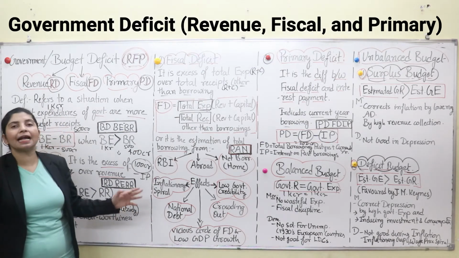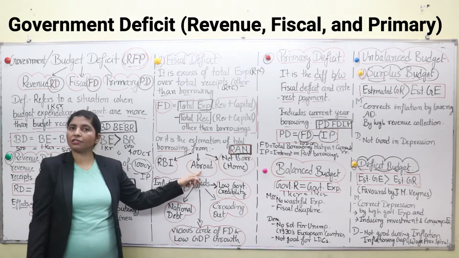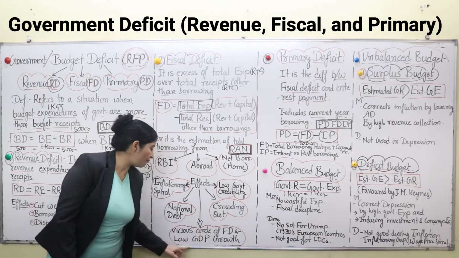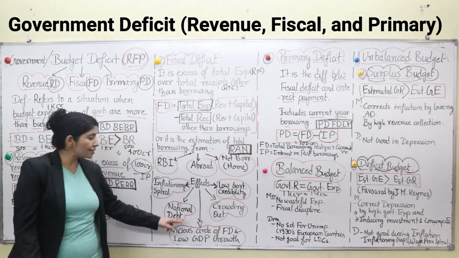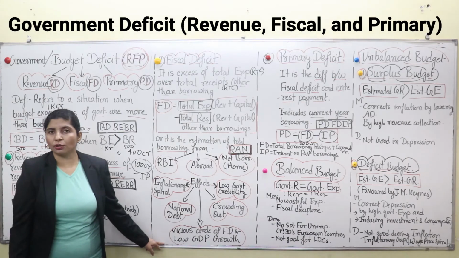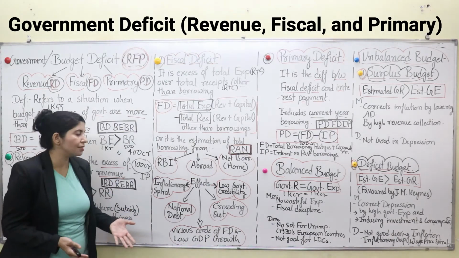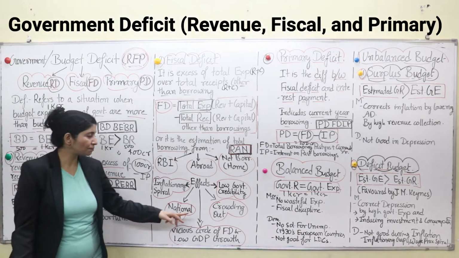Then national debt. It will increase the debt on your nation. How? Because it is borrowing from other nations also. It will increase your national debt. Then vicious circle of FD, that is fiscal deficit, and low GDP growth. This FD will lead to low GDP growth because it is not leading to any type of real production process, but only distributing money in the form of subsidies and all.